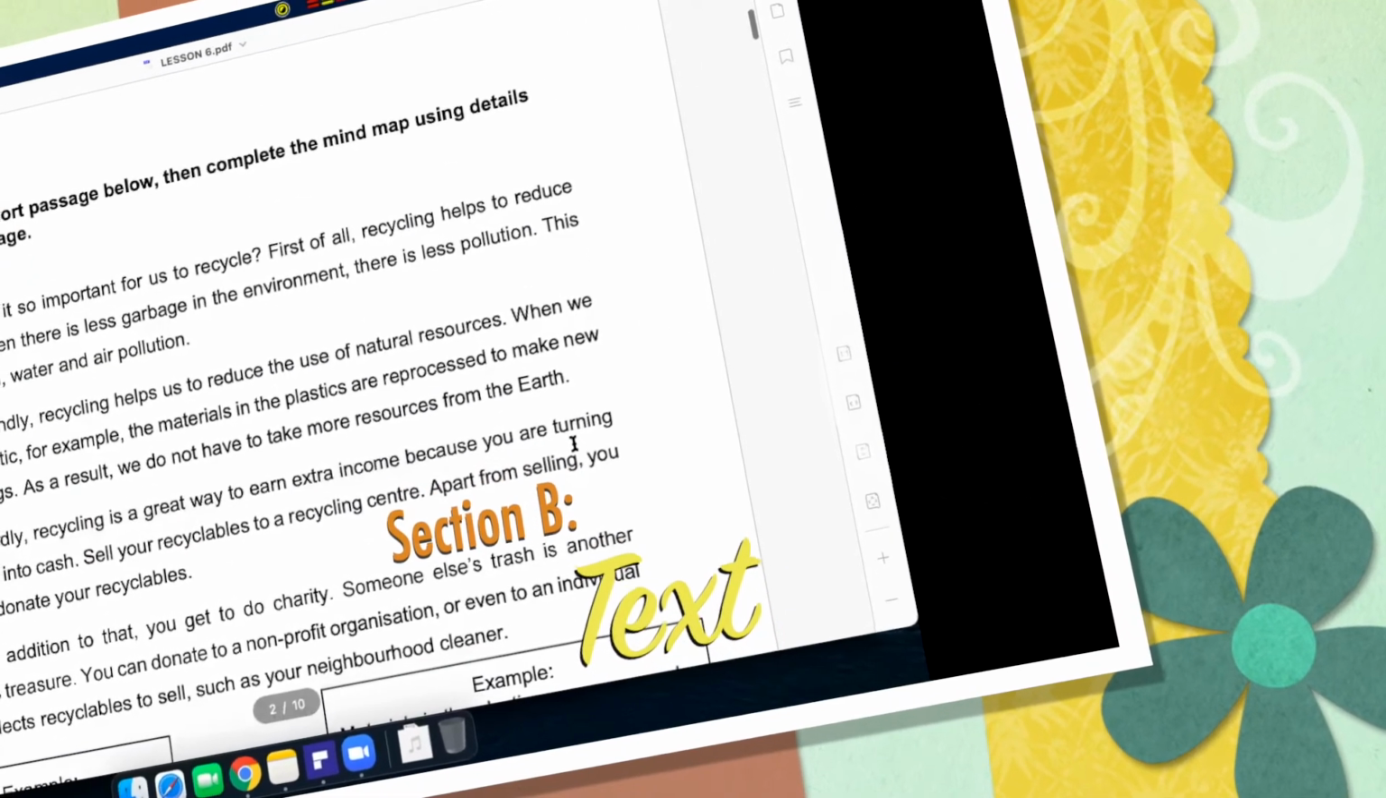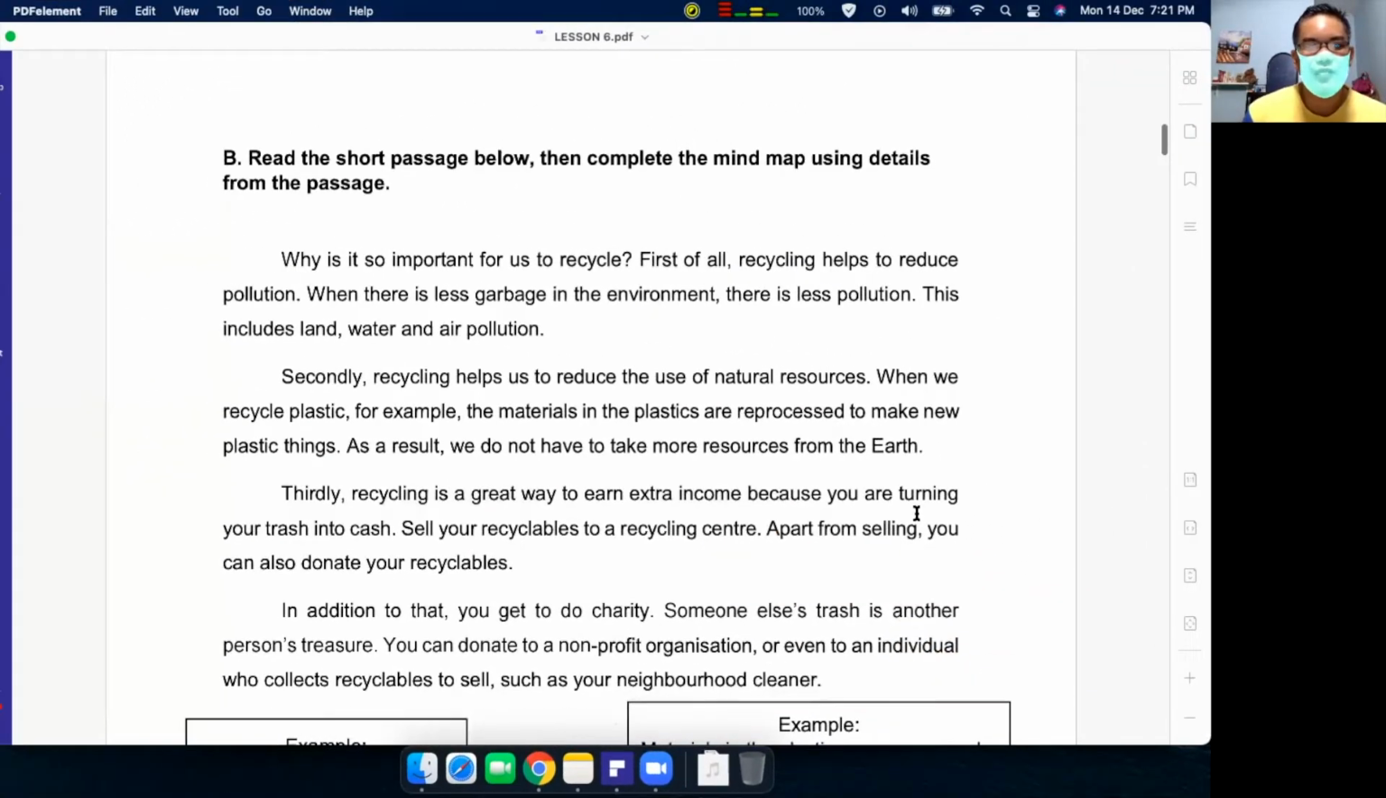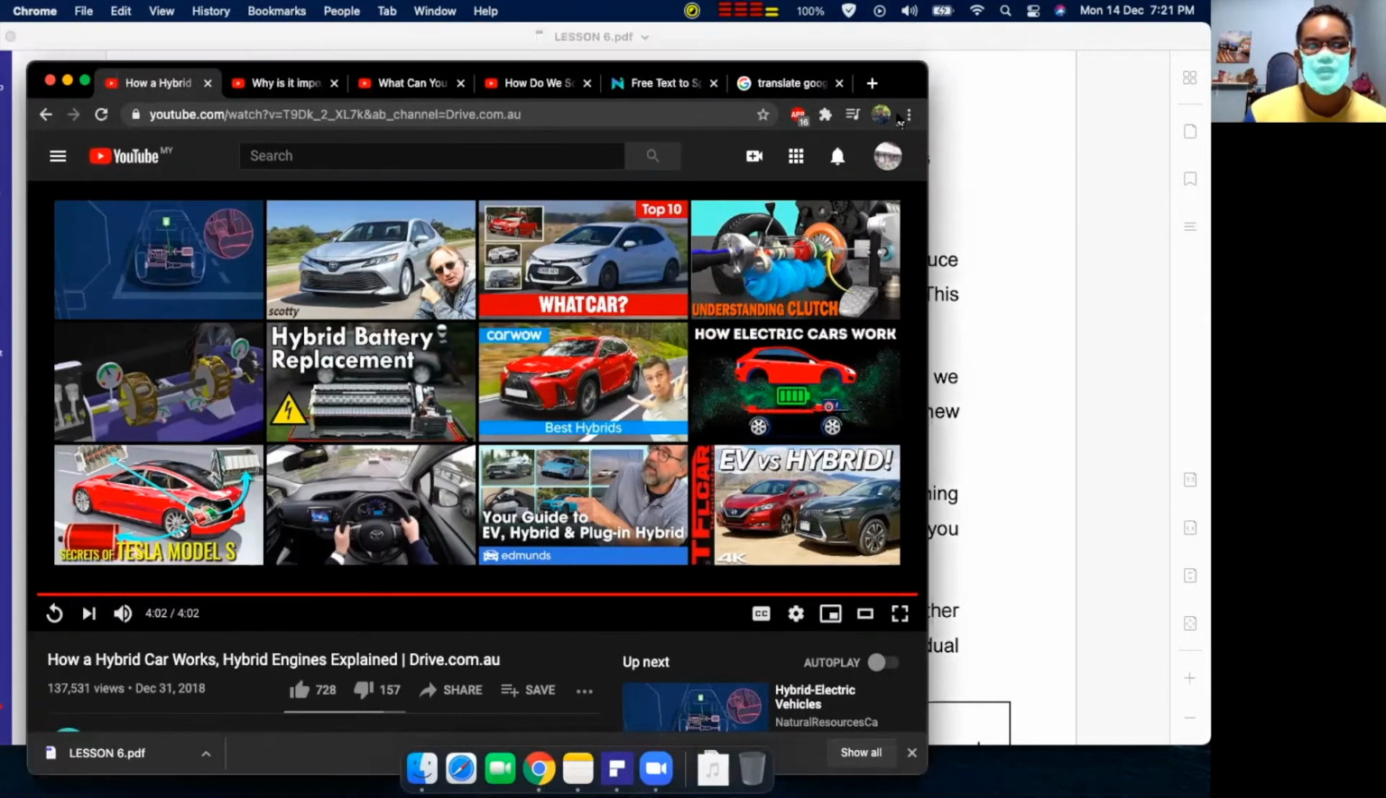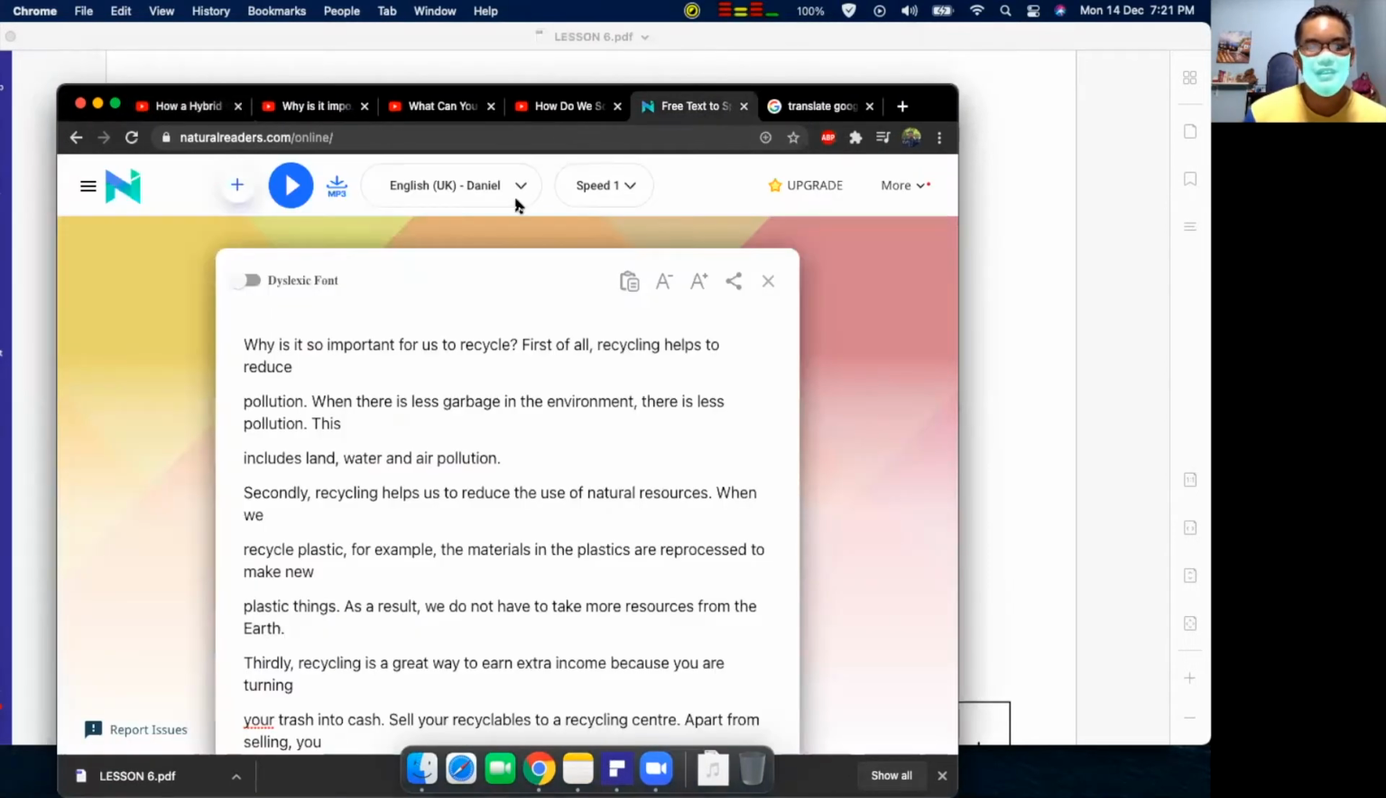We are on section B now. Read the short passage below, then complete the mind map using details from the passage. So, as you all know, I always love naturalreaders.com. So I have the text here, which is going to be read by Mr. Daniel from UK. Here goes.